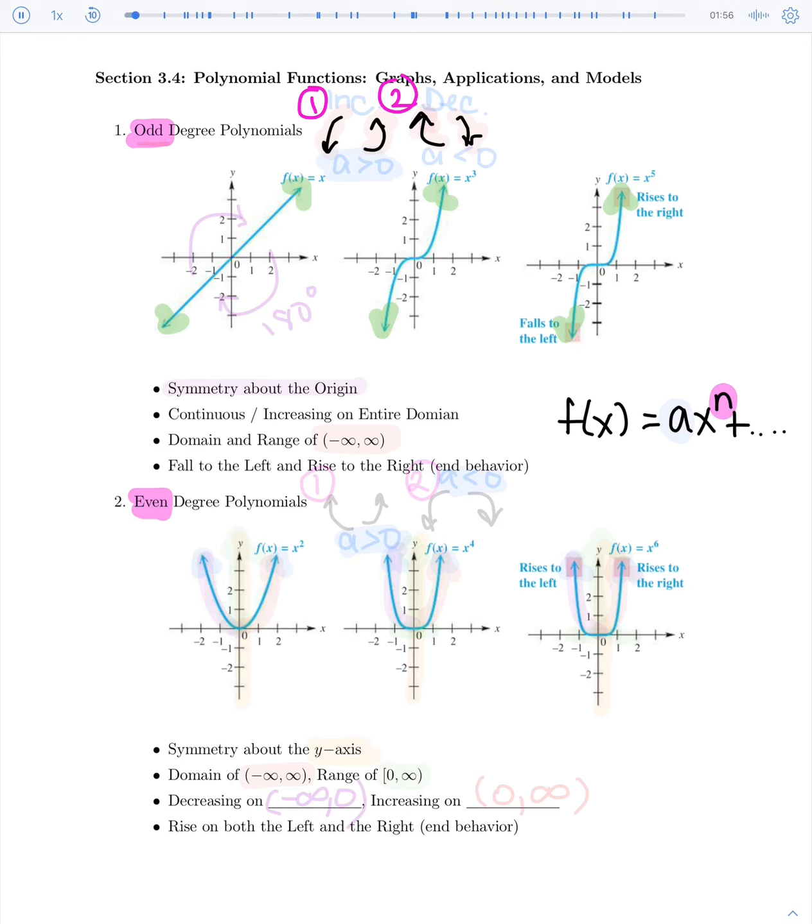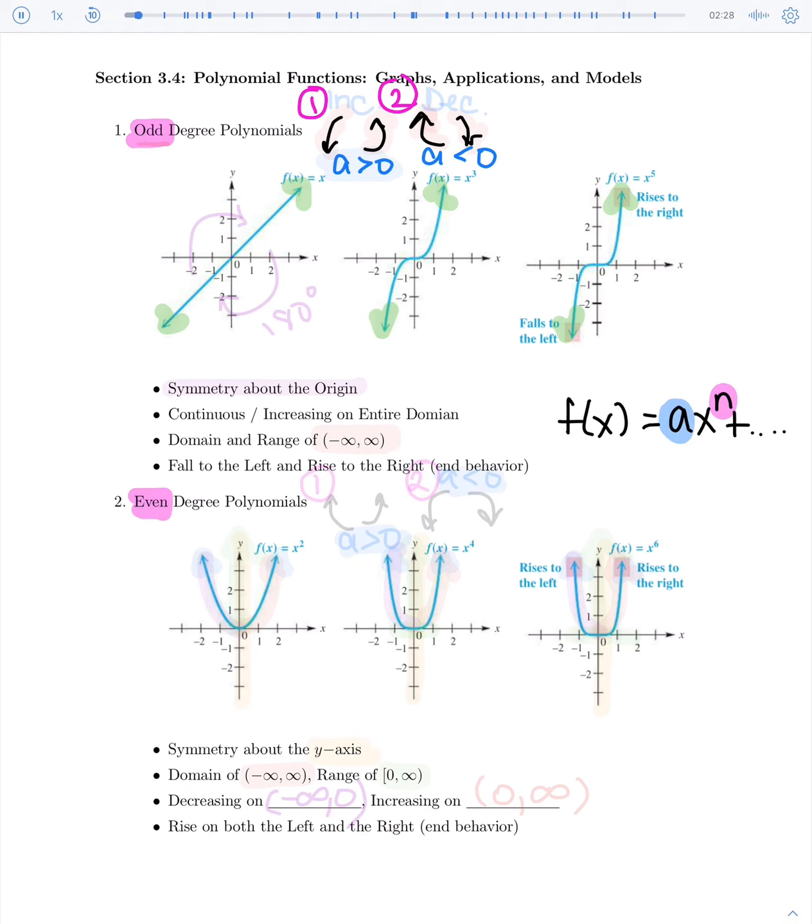So the question becomes what determines which one of the two it's going to do first. Either going down first or up first is going to be the a that's out in front. So if there is a positive a out in front, it will go down first, then up second. If the a out in front is negative, then it will go up first and down second.